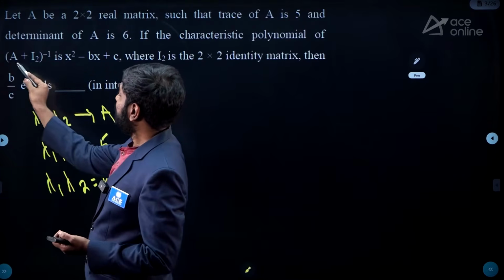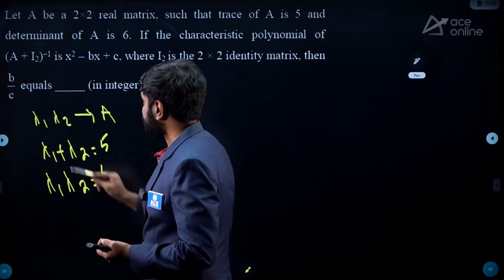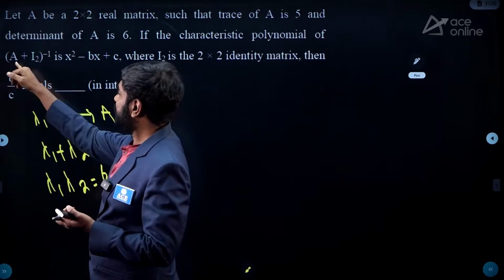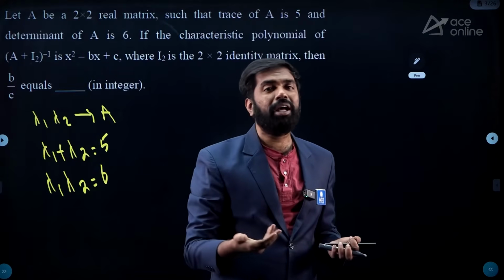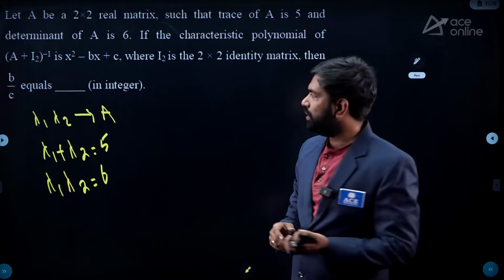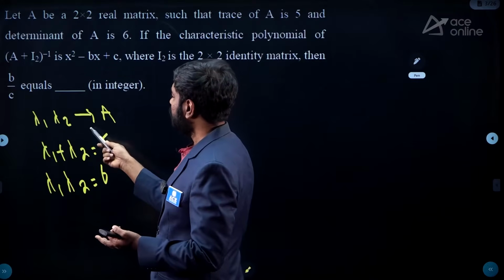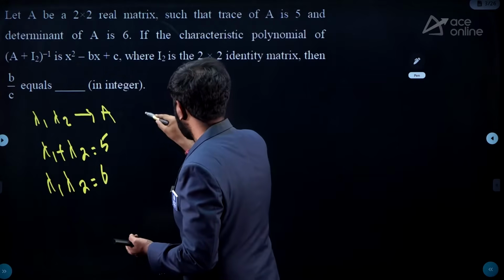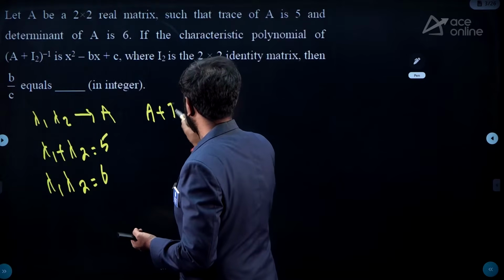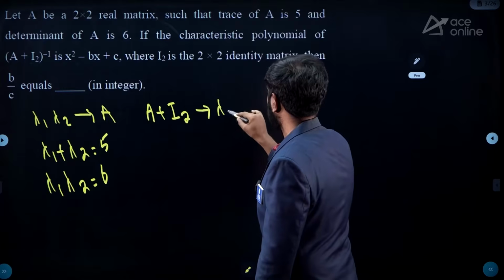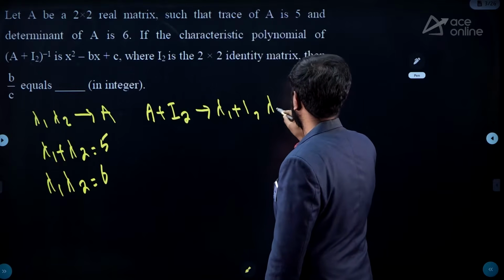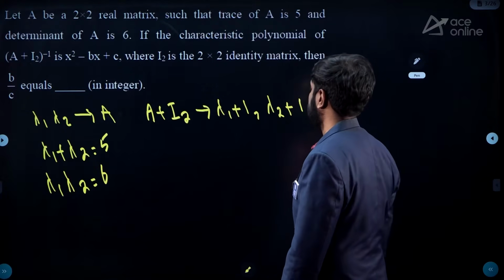So what would be the eigenvalue of this matrix? Forget about inverse. What is the eigenvalue of A plus I2? It will be in the form of lambda plus 1, since lambda 1 and lambda 2 are eigenvalues of A. First, let me talk about A plus I2. What are the eigenvalues of this? It is lambda 1 plus 1, comma, lambda 2 plus 1.